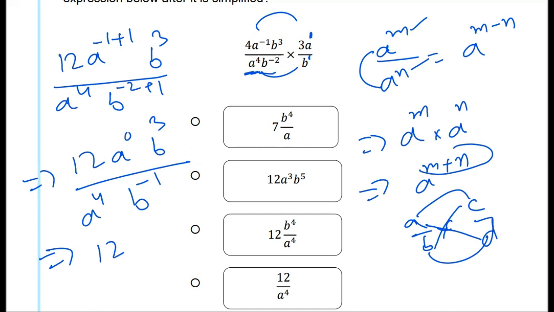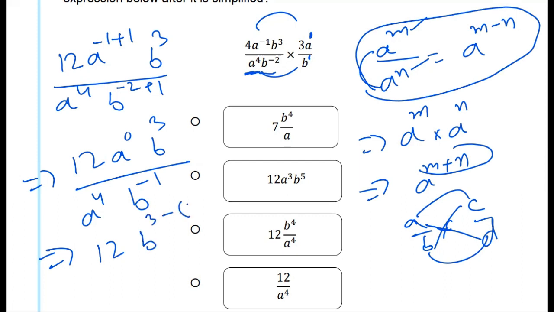On the top, we have b cubed. And in the denominator, we have b to the raised power negative 1. And by the first rule, we can subtract the exponents. So it's going to be b to the power 3 minus, you have to subtract negative 1, like that, over a to the power 4, no change for that.